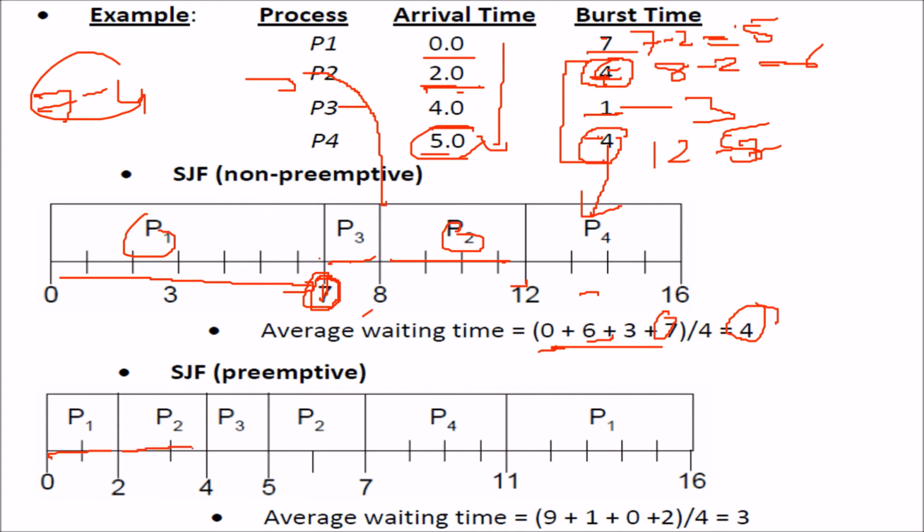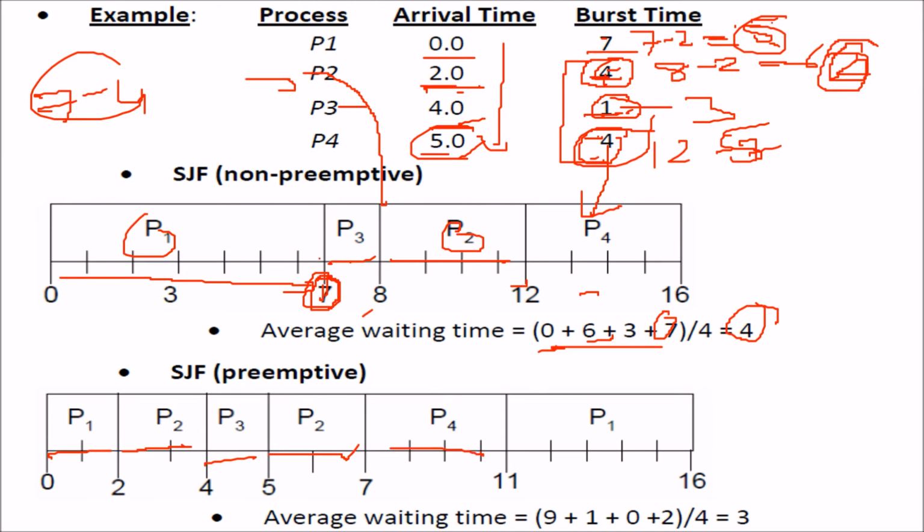It will go up to 2, but by the time it has gone for 2 units of time, P3 has come and it has lesser time, because 4 minus 2 is 2 and this is 1. So 2 and 1, which is lower? 1. So P3 will be given the chance. After that, P2 has the lesser time among 4, 5, 2, which is 2. So P2 will be given the chance. Then, because this has a lesser time, 4 and 5, this will be given the chance.